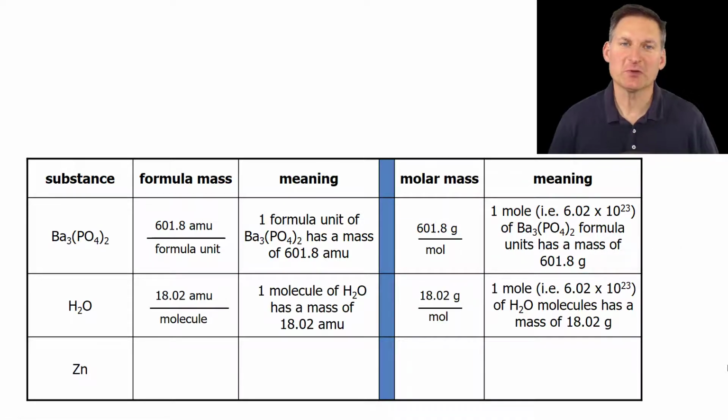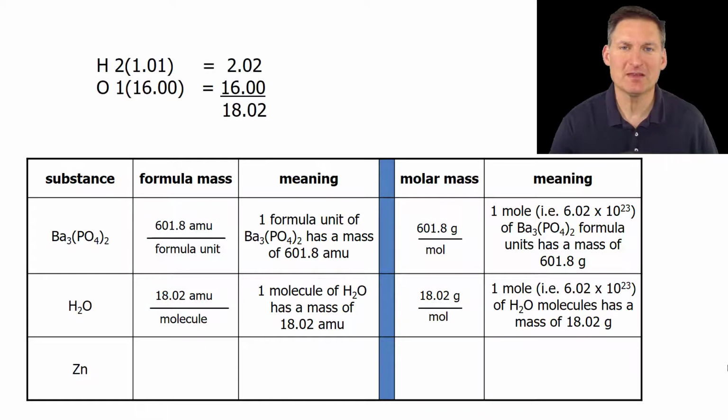In the next row, we see the results for water. The formula mass is 18.02 AMUs per molecule. If you're wondering where the 18.02 came from, you perform a calculation similar to what we did for barium phosphate by finding the atomic masses from the periodic table. If you're wondering why it's per molecule, that's because H2O is molecular.